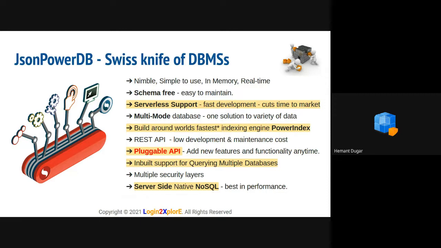It has serverless support. It means normally you must have heard about MVC, Model View Controller. So model is data, view is front end, and controller is actually the in-between layer where you control your business logic. JSON PowerDB has serverless support where you can eliminate the middle layer because you can directly call the database API from the front end, like from the front-end UI.